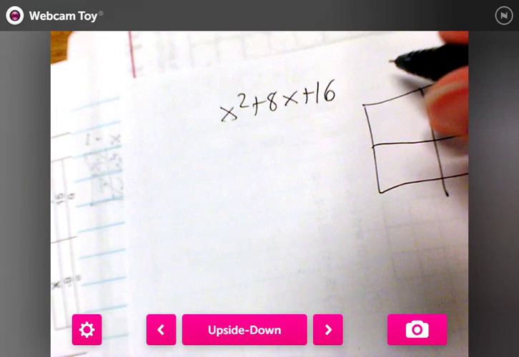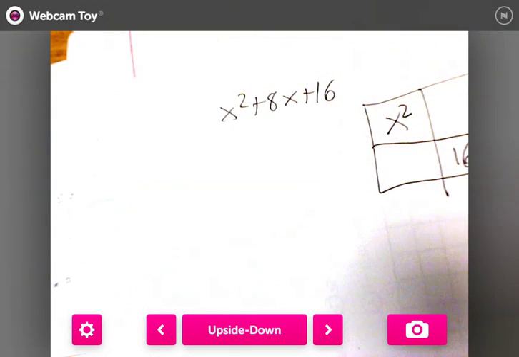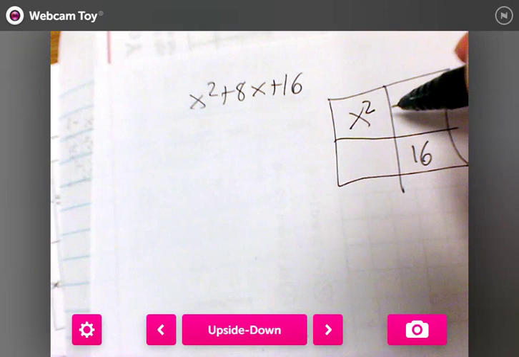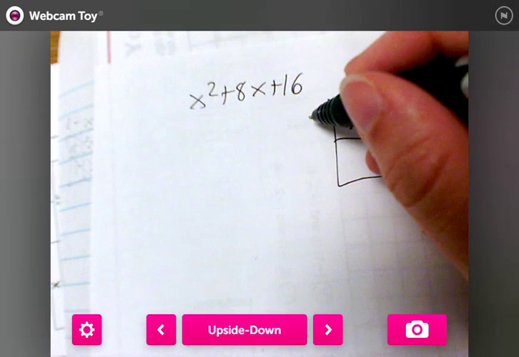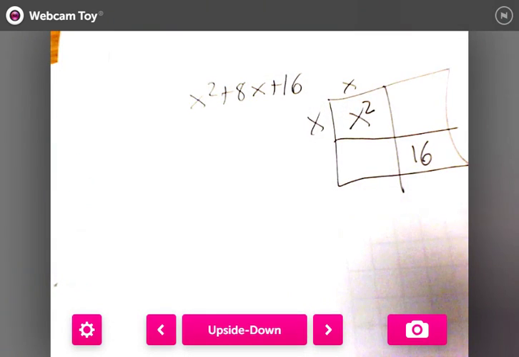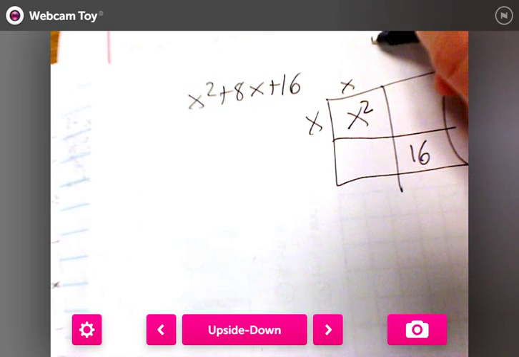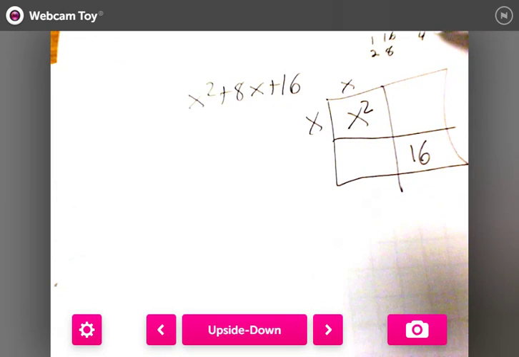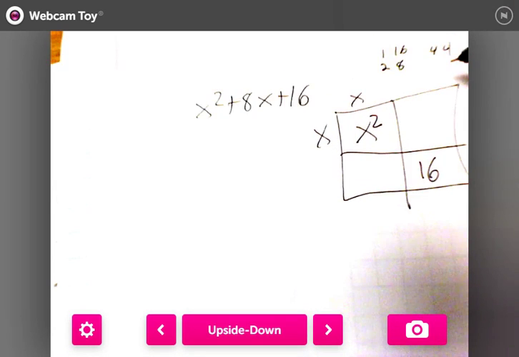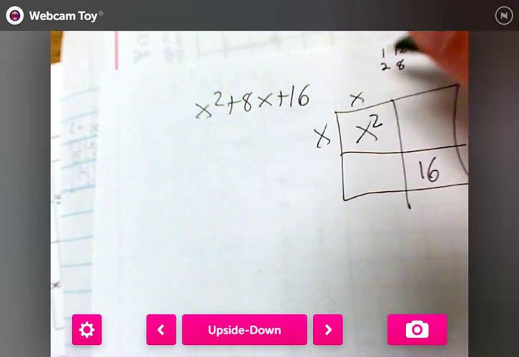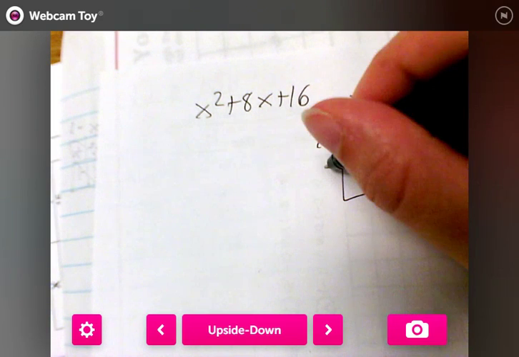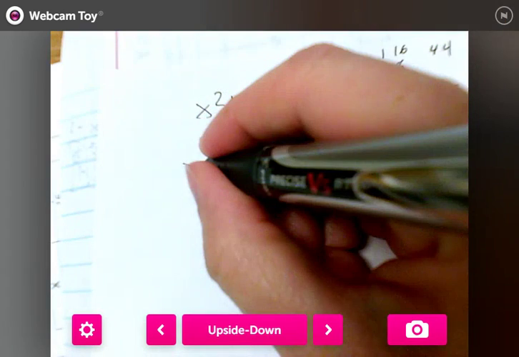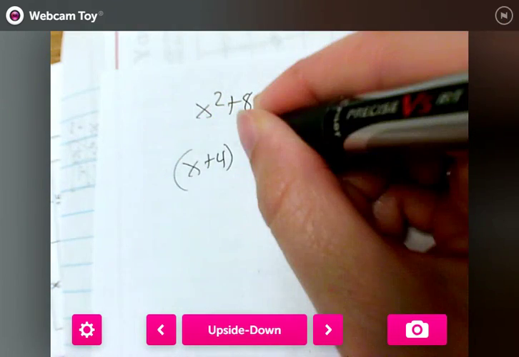I like putting x squared right here. I like putting 16. What two numbers multiply to give us x squared? X and x. What two numbers multiply to give us 16? We've got 1 and 16. What else? 2 and 8 and 4 and 4, right? Which one of those adds to give us 8? 4 and 4. 4x, 4x. Those add to give us 8. So I've got x plus 4 times x plus 4.